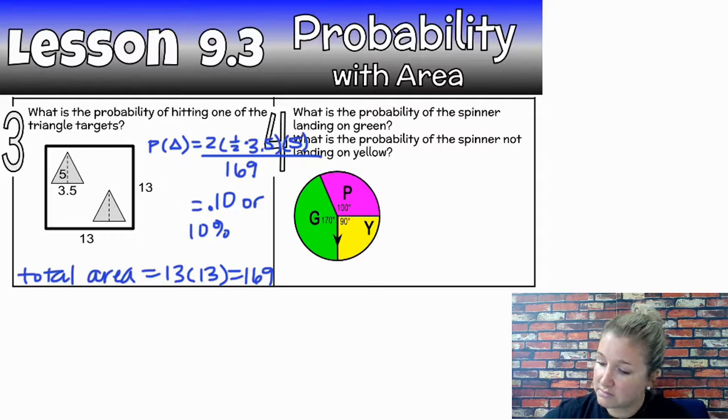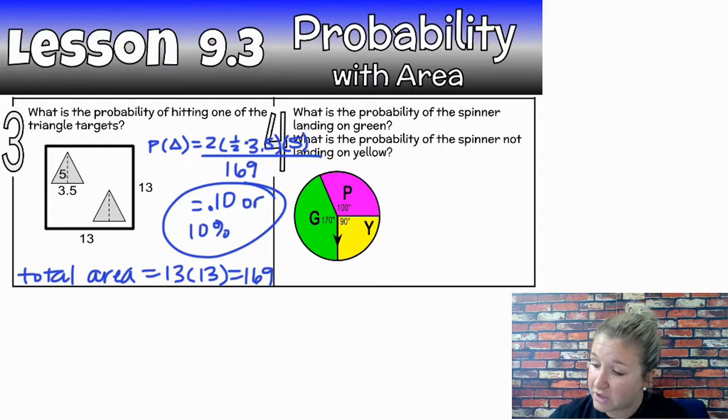Remember, to get the percent, you just move the decimal over 2 places. And that's it. Find the area. So that's the likelihood of hitting the triangle at random. Again, it's not like I'm trying to hit the triangle. It's like I'm blindfolded or something, just randomly hitting it. So that's kind of an important piece there.